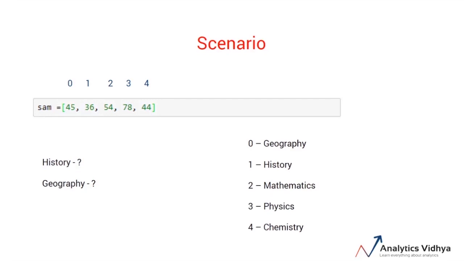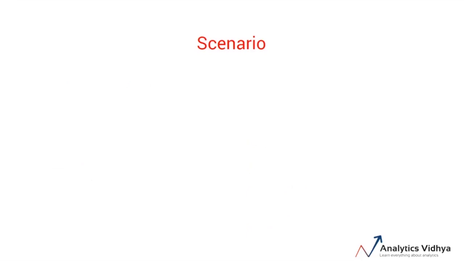If we have this data, we can easily answer that since history is stored at index 1, we can say that Sam scored 36 marks in history. But there are a few problems with this approach. Many a times, this data is not available or very hard to create.